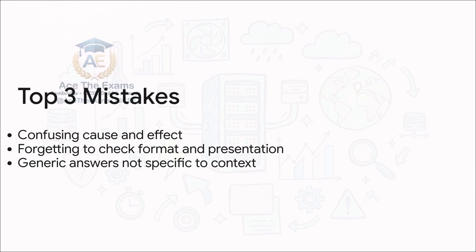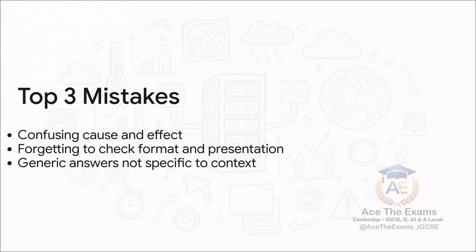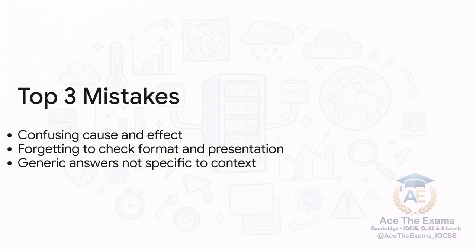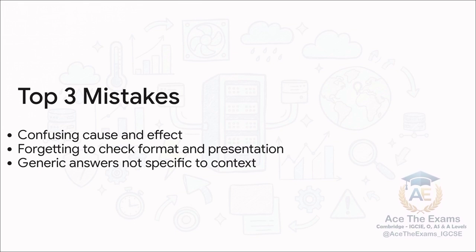But mistake number 3 is absolutely the most dangerous pitfall of all, providing generic answers. Look, if the exam asks you about a very specific water pollution scenario involving, say, agricultural runoff affecting pH levels in a local freshwater river, do not give a generic textbook answer about how ocean monitoring buoys work.